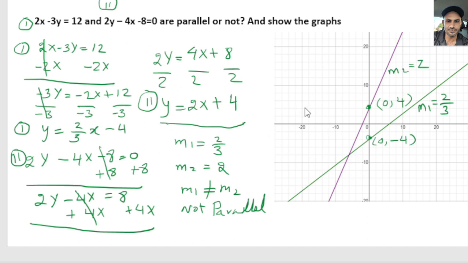So this would be it for parallel lines. Just to go over one more time, parallel lines have the same slope. If the slopes are not the same, then the lines are not parallel. All right.